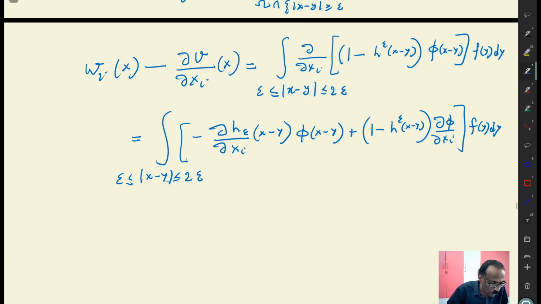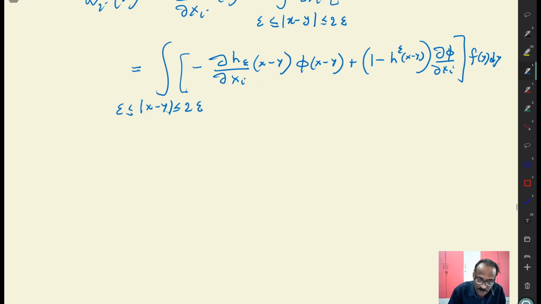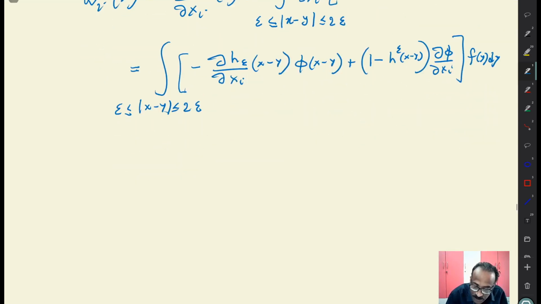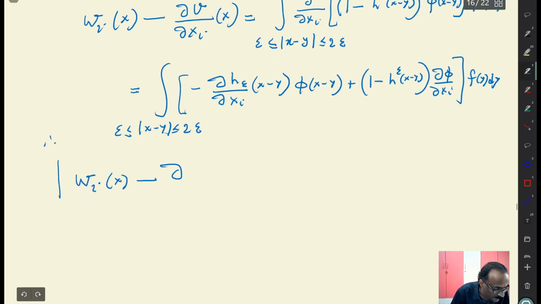Now I will not do it, you can do a bit of analysis. So you use the bounds now. See, this is a bounded quantity. The derivative bound with respect to epsilon, so there will be an epsilon coming in the denominator. Okay. So you can estimate there is an epsilon coming. In this case, this is less than or equal to 1. So if I compute modulus of w i of x minus y, there is an epsilon here, d h epsilon by d xi.